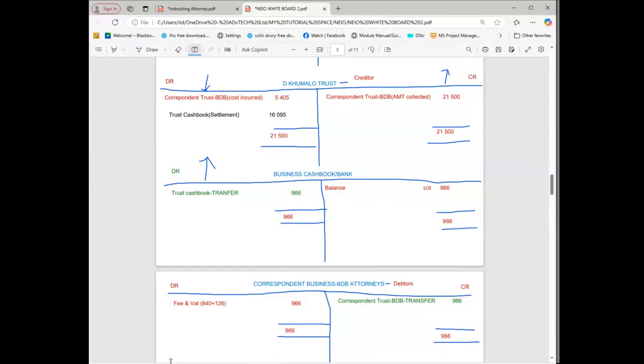Then the next account is balance. And then remember, you must bring it down. Balance brought down, 966. That's how to balance the account, okay? Especially this one.